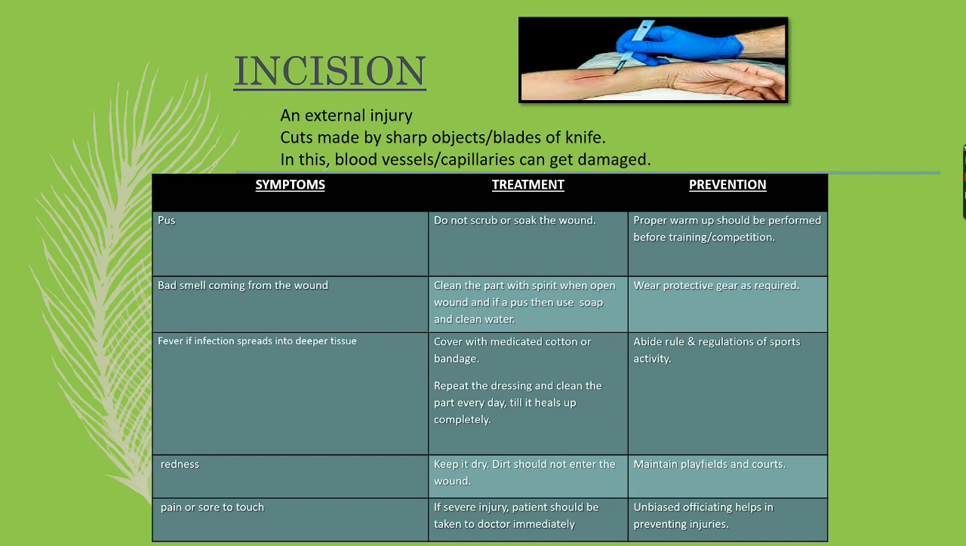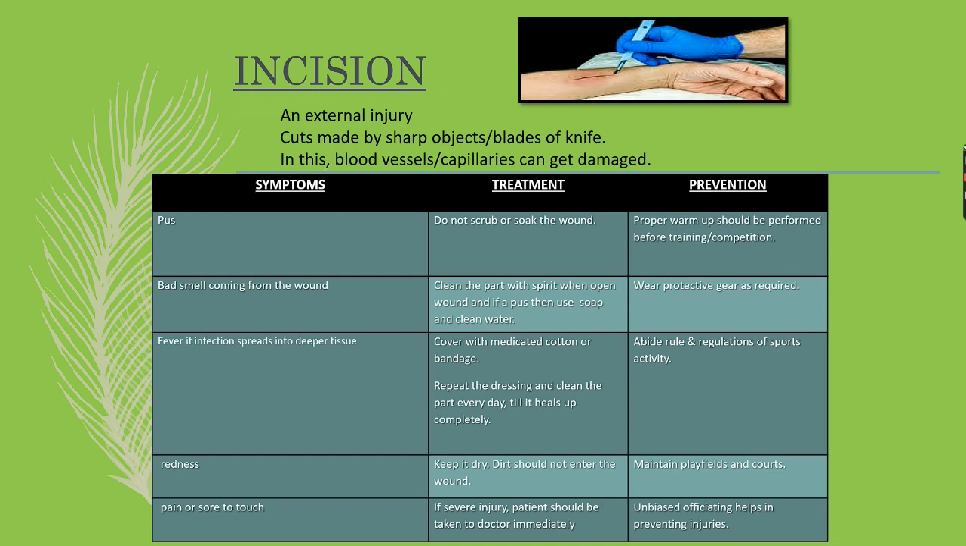Redness: keep it dry. Dirt should not enter the wound. Maintain playfields and courts. Pain or soreness to touch: if severe injury, the patient should be taken to a doctor immediately. Unbiased officiating helps in preventing injuries. An external injury. Cuts made by sharp objects, blades of a knife. In this, blood vessels and capillaries can get damaged.